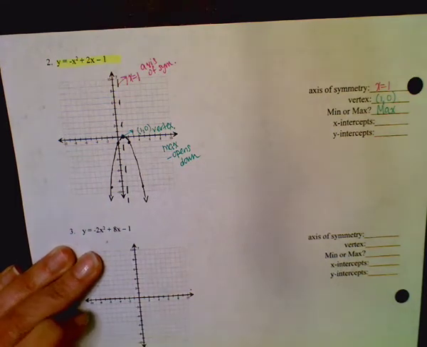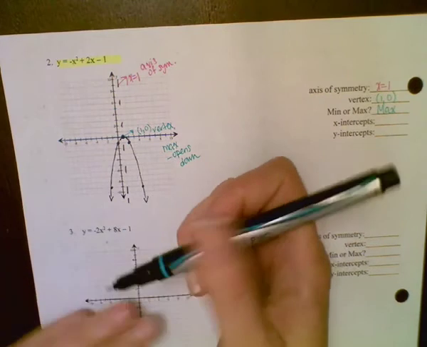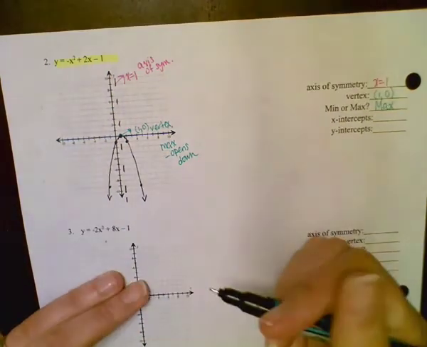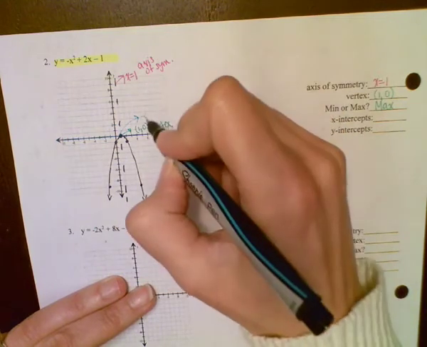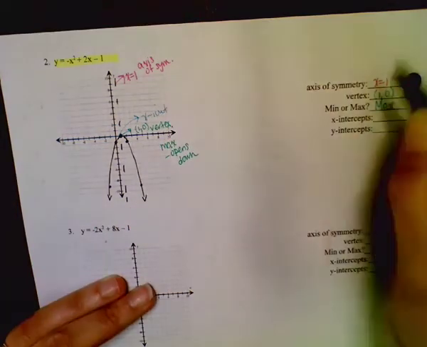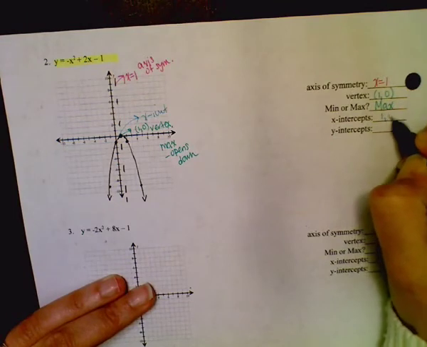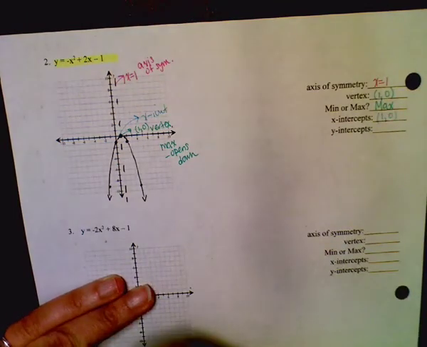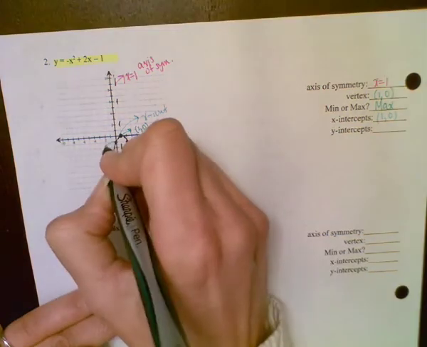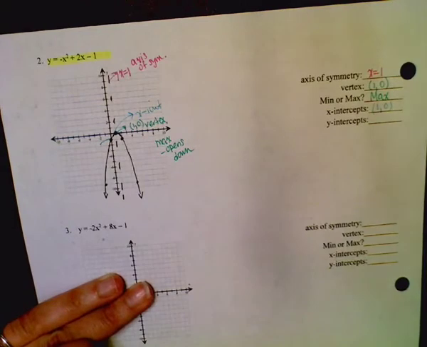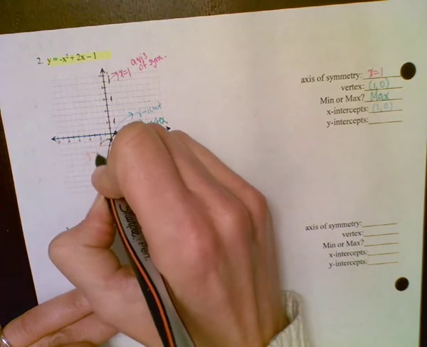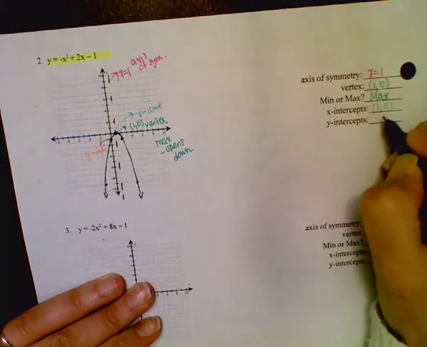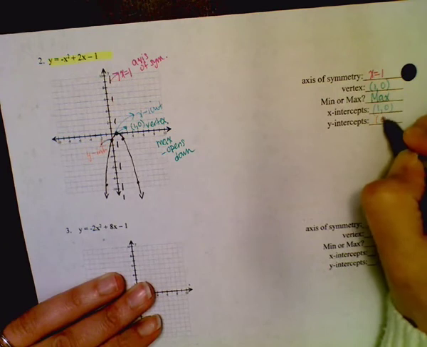Alright, I also have the x-intercept where it's crossing the x-axis, and there's that point. It's actually sharing a name there. So we're going to have that same point, 1, 0. And finally, where am I crossing the y-axis? Our y-intercept is this point right here. That's our y-intercept, and that's at 0, -1, okay?